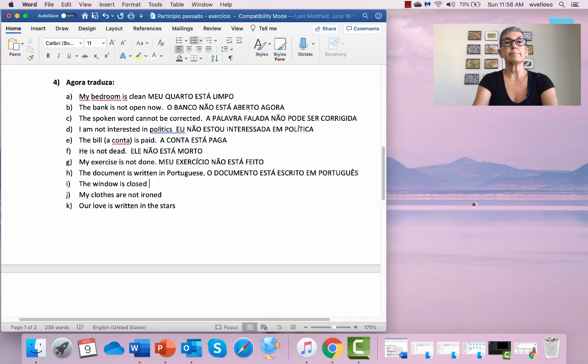The window is closed. A janela está fechada. My clothes are not ironed. Minhas roupas, plural feminino, minhas roupas não estão passadas. Ok? Passadas, porque minhas roupas, feminino singular, feminino plural.